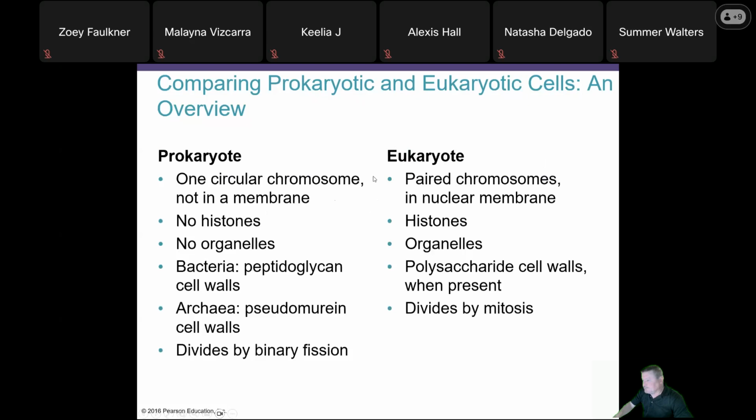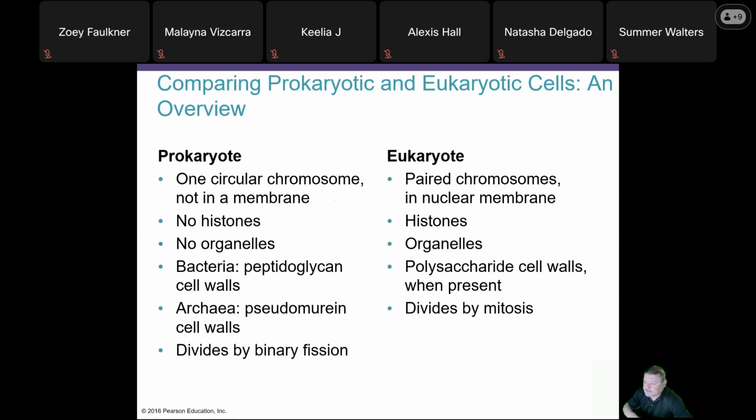So full comparison, prokaryotic, the chromosome is different. We'll talk more about the chromosome and how it's shaped when we get into the genetics chapter, and I'll go over it in real detail. But there's no histones that hold the DNA together. Prokaryotes have no organelles. And bacteria are going to have something called peptidoglycan in their cell wall.